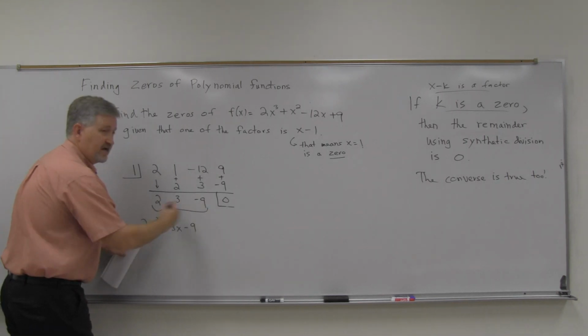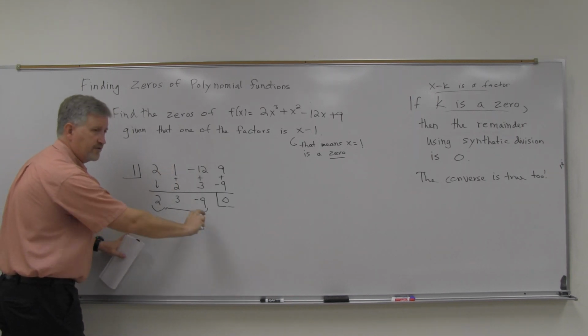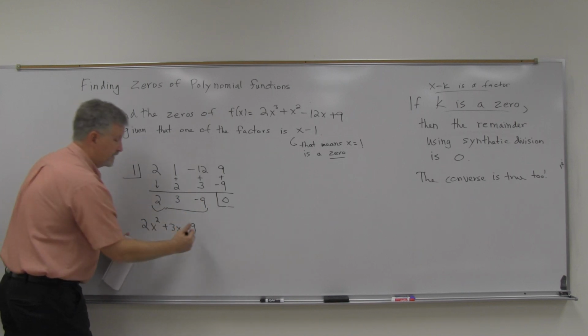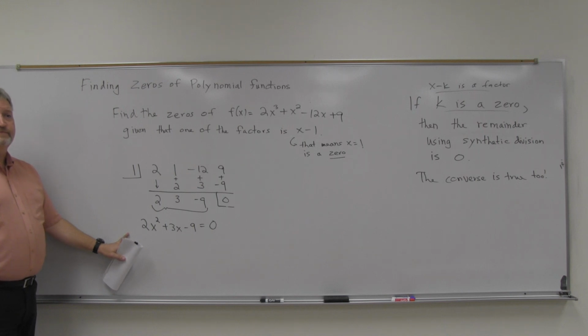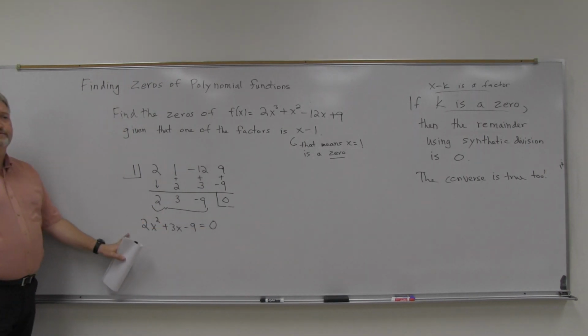So the next step here, step 1 is use synthetic division. Step 2 then is take the coefficients of the quotient, put them in there, and then set that equal to 0. So now we solve this, and that'll find our other zeros. With me?